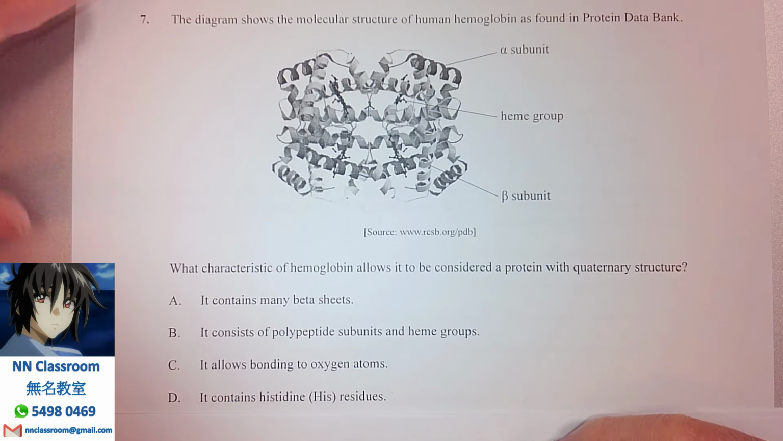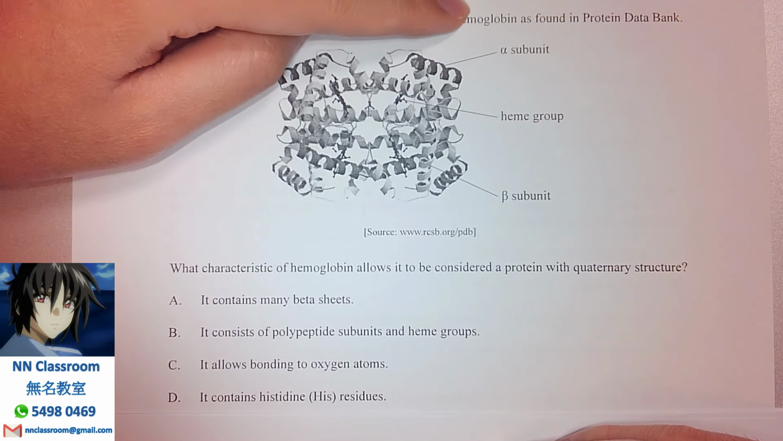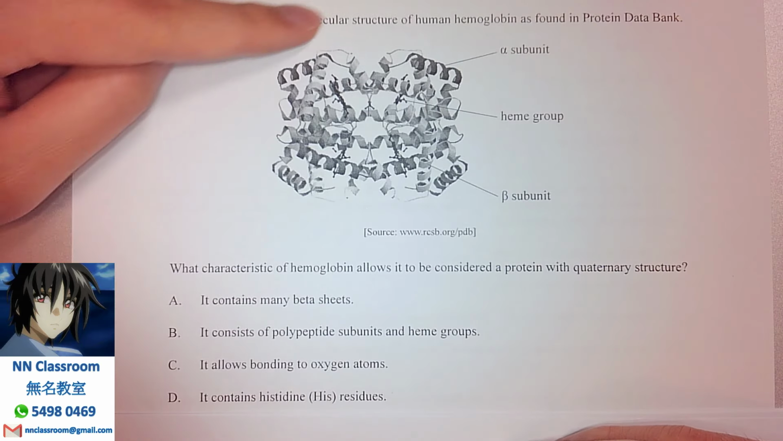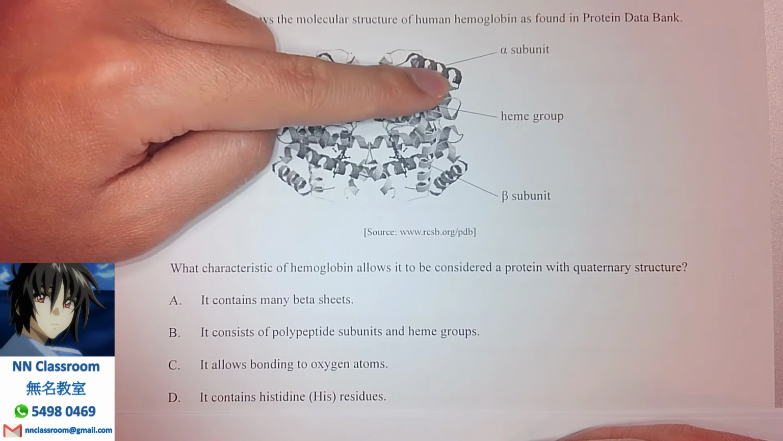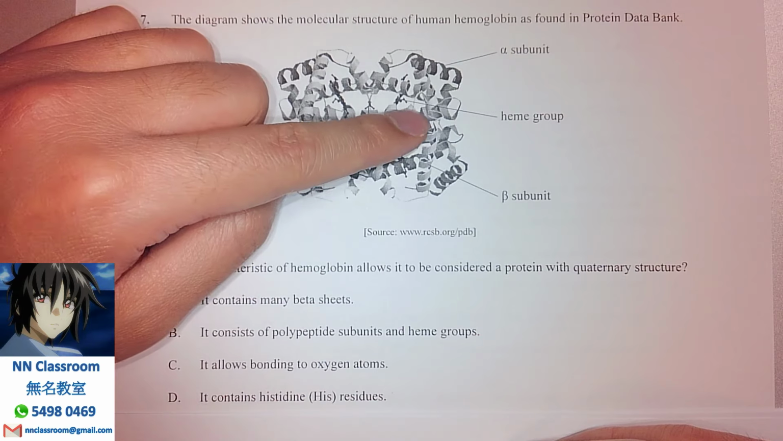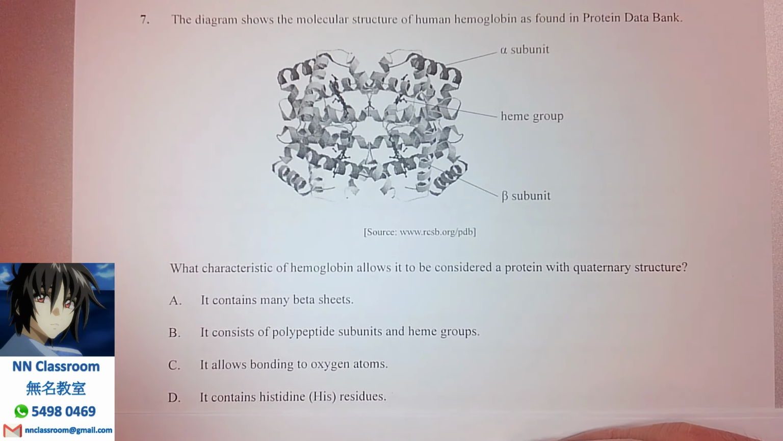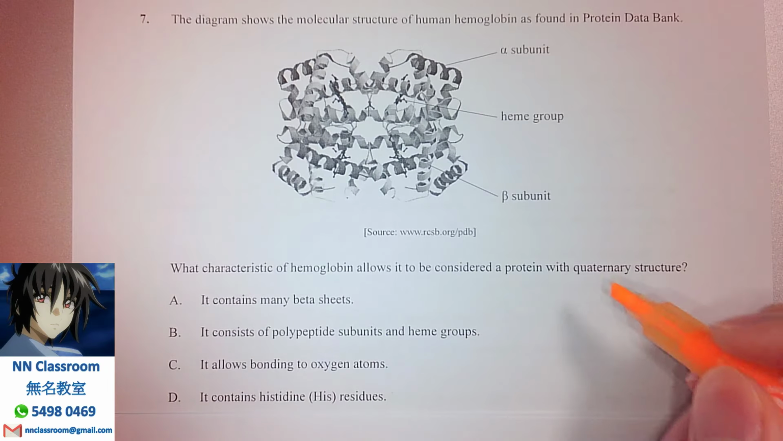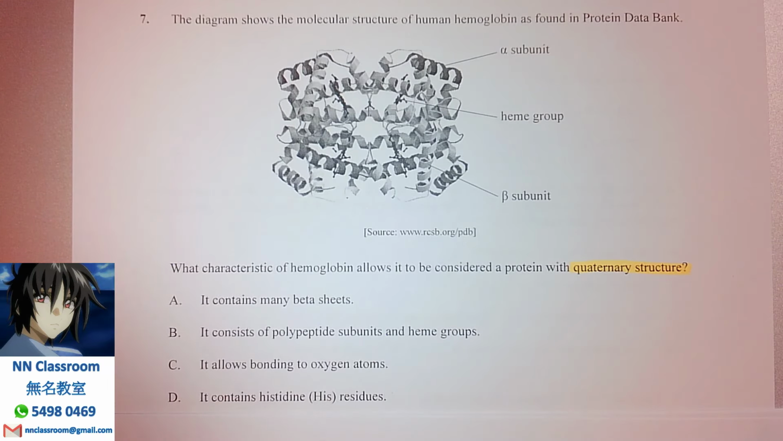levels, right? Let's see. The diagram shows the molecular structure of a human hemoglobin found in the protein data bank. So as you can see, a 3-dimensional picture showing part of the alpha helixes and maybe some beta pleated sheets plus some random coils, right? What characteristic of a hemoglobin allows it to be considered as a protein with a quaternary structure? Quaternary structure will be the keyword in this question.